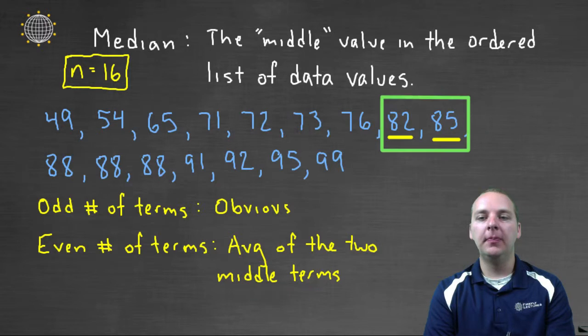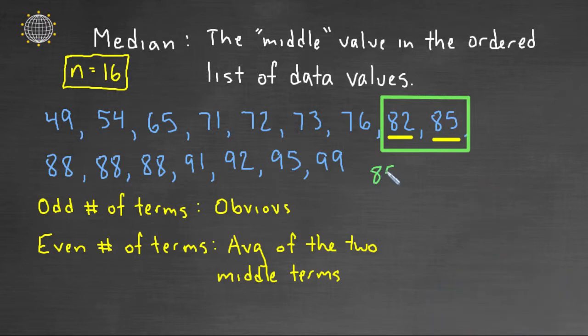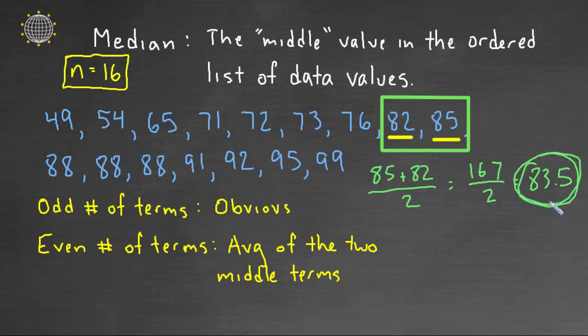So what I'm going to do is I'll take 82 and 85, and I'll just average these two. In fact, I'll do that right now. I'll take 85 plus 82, and I'll divide that quantity by 2. So this would be 167 divided by 2, which would give me 83.5. So 83.5 would be the median of this data set.